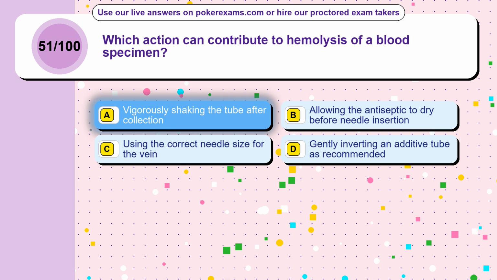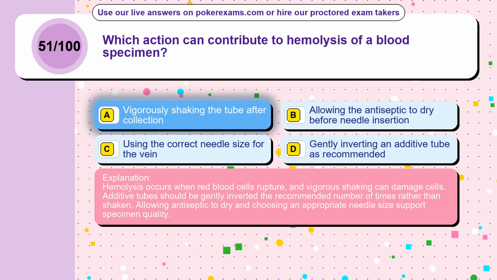The correct answer is option A. Vigorously shaking the tube after collection. Hemolysis occurs when red blood cells rupture, and vigorous shaking can damage cells. Additive tubes should be gently inverted the recommended number of times rather than shaken. Allowing antiseptic to dry and choosing an appropriate needle size supports specimen quality.